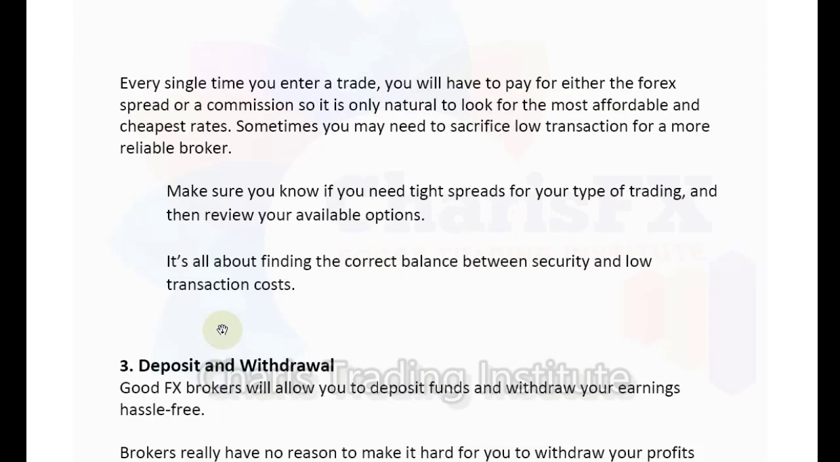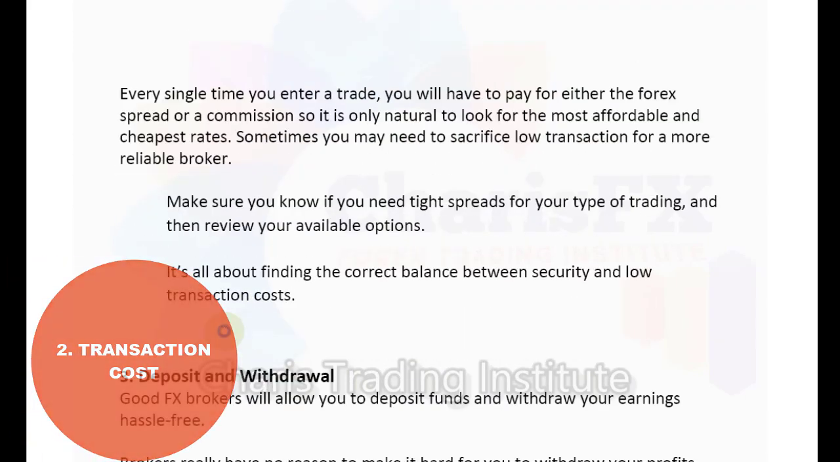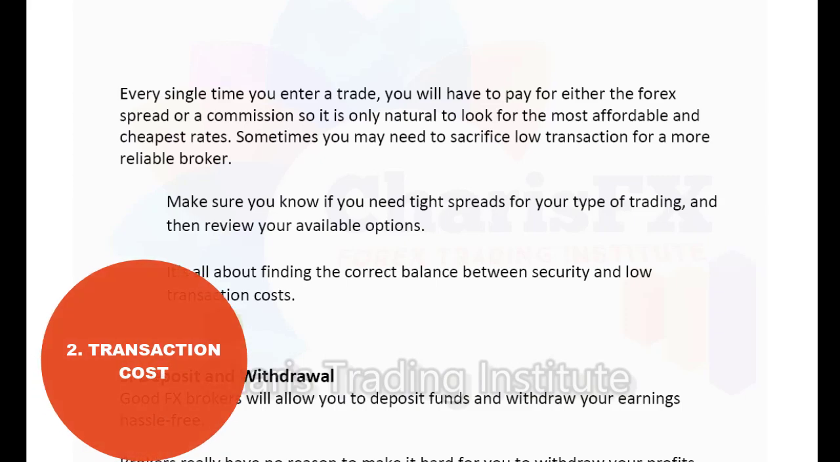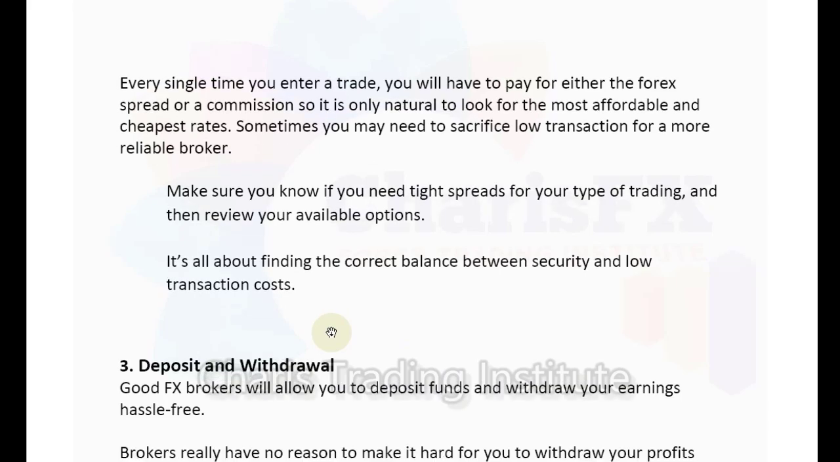Okay, the second thing you're supposed to check is the transaction cost. How much do they charge you for executing a buy or sell trade? Okay, you need to know how much they are charging you, either in spread or in commission. It's very important. So make sure you know if you need a tight spread for your type of trading, and then review your available options. It's all about finding the correct balance between security and low transaction cost. For me, I will go for brokers who have tight spreads or small commissions. Okay, so make sure you check their transaction cost and pick what is best or suitable for you.